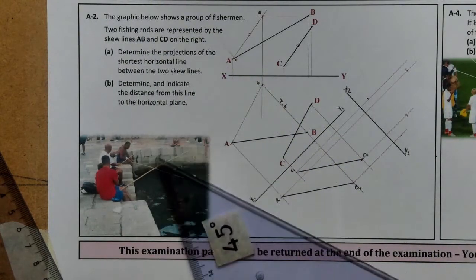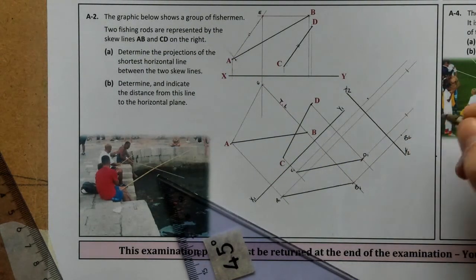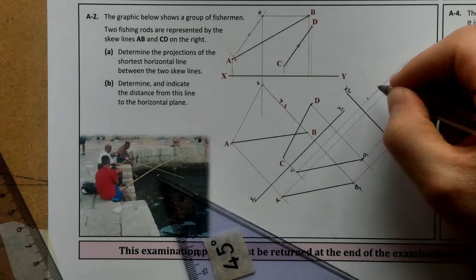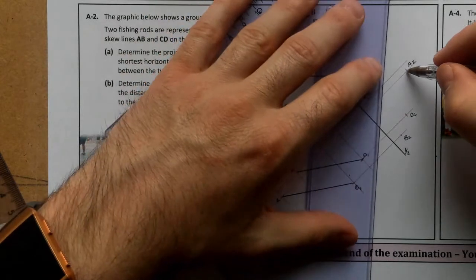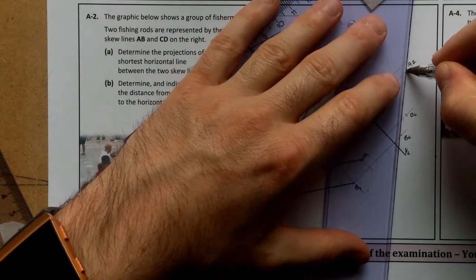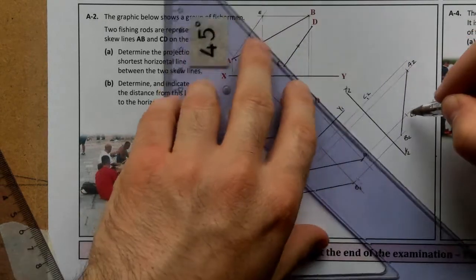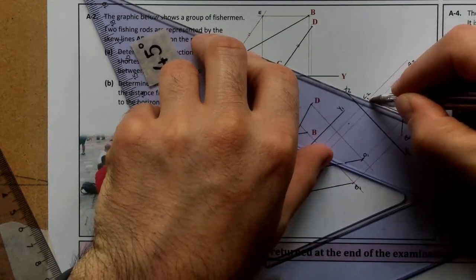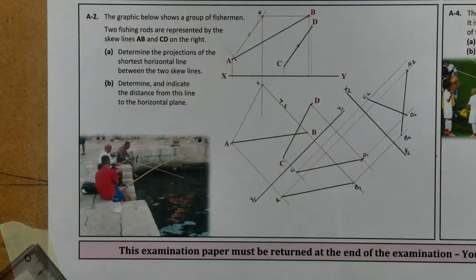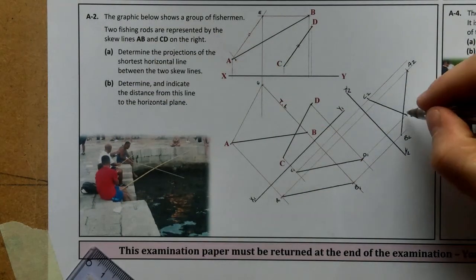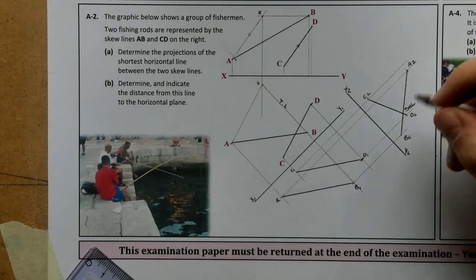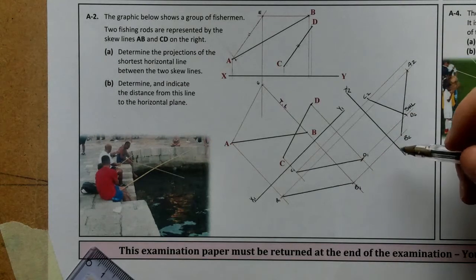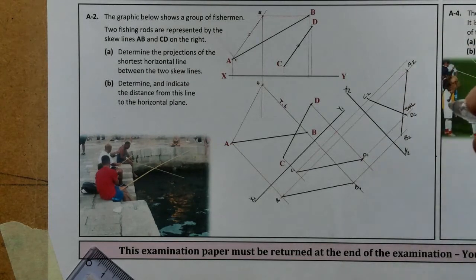And what I'm going to do now is once again write in, so B2, this will be D2, A2, and finally C2. So I know A connects to B, C connects to B. There we have it. And where those lines intersect, that point right there is going to actually give us the shortest horizontal distance, the shortest horizontal line between those skew lines, okay? Because we're looking straight down upon that.